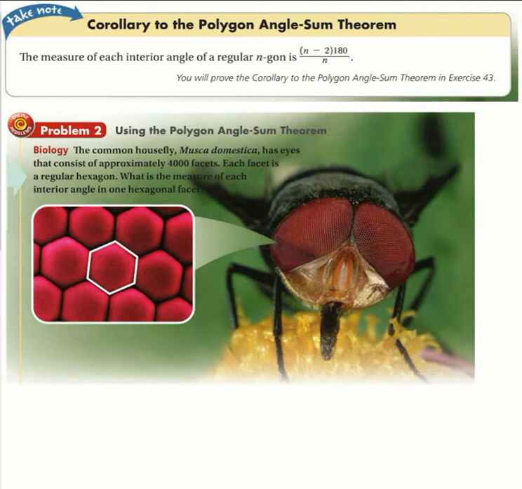I can find its measure using that formula above. So all of these, since this is regular, are all the same measure. So I notated it just like that by drawing those in. If I count the sides, there's 1, 2, 3, 4, 5, 6 sides. So I use the formula. I use 6 minus 2 times 180 over n, which is 6. So I get 4 times 180 over 6.